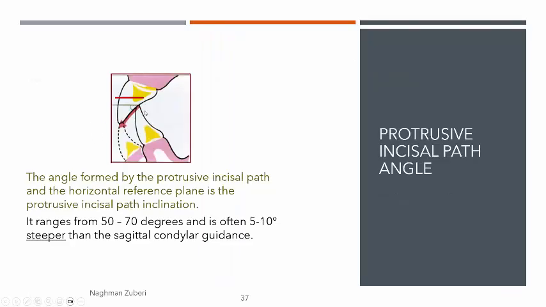The angle which is formed by the protrusive incisal path and the horizontal reference plane, that is the protrusive incisal path inclination or protrusive incisal path angle. This is between 50 to 70 degrees and is often 5 to 10 degrees steeper than the sagittal condylar guidance.